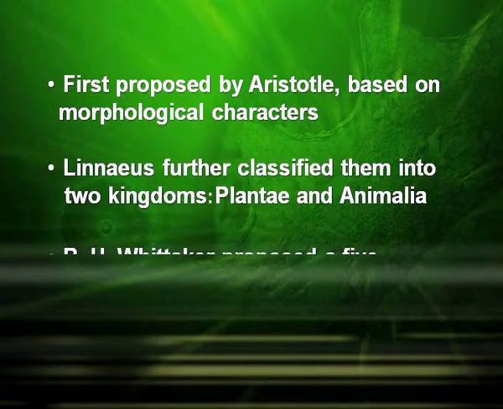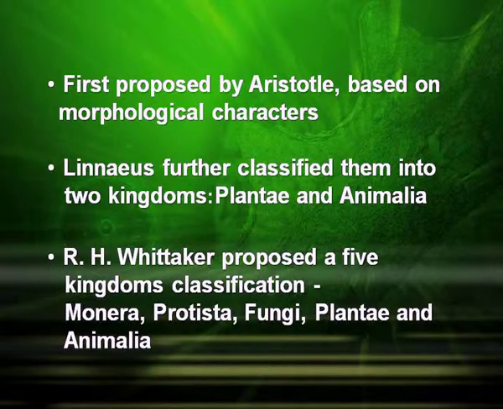Linnaeus further classified them into two kingdoms, Plantae and Animalia. R.H. Whittaker proposed a five-kingdom classification: Monera, Protista, Fungi, Plantae, Animalia. We will be discussing these kingdoms one by one.